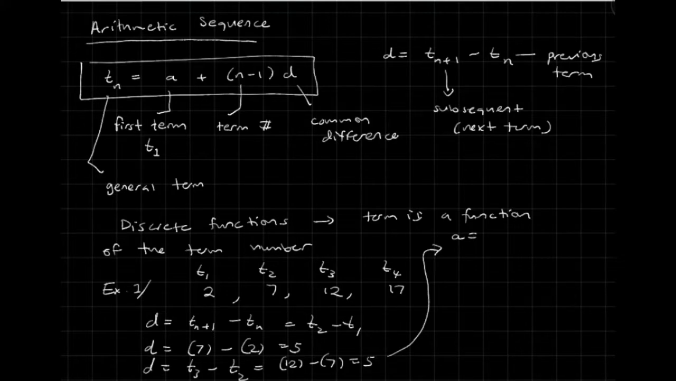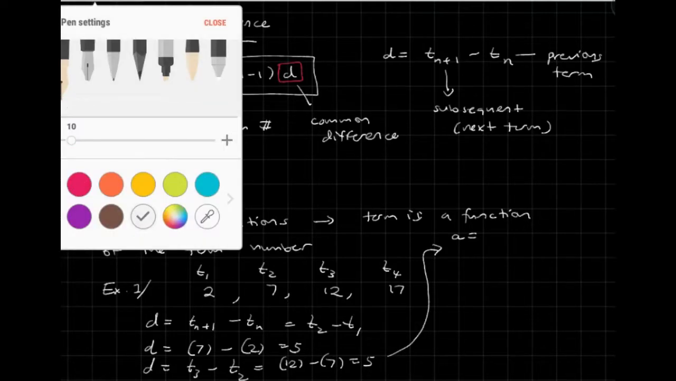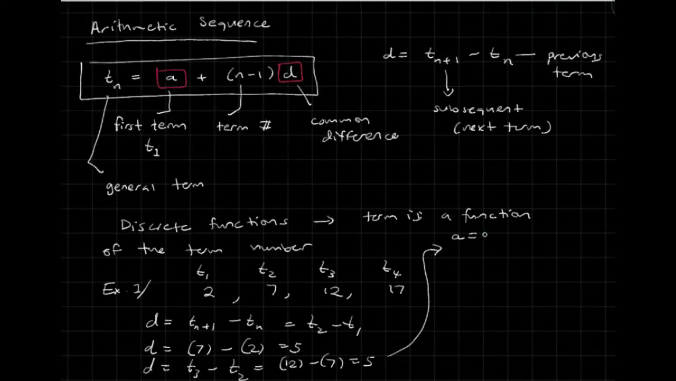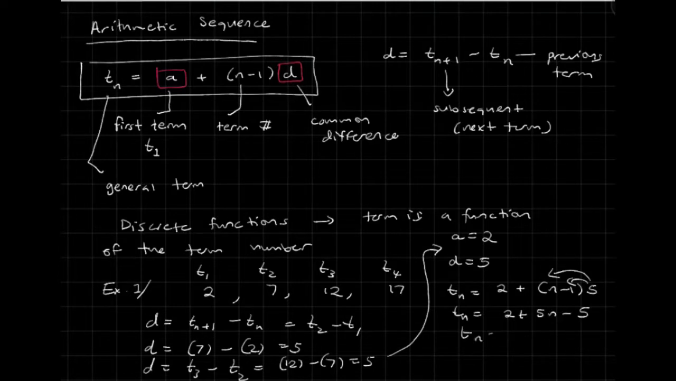So for your arithmetic sequence, you want to fill in the gaps for a and d. You can figure that out by looking at the particular sequence. In this case, a here is 2, d here is 5, and if you plug this in, the general term here is tn is equal to 2 plus n minus 1 times 5, and you want to simplify this. So I'm going to expand this out. So tn here is equal to 2 plus 5n minus 5. Tn is equal to 5n minus 3. So this is your general term.